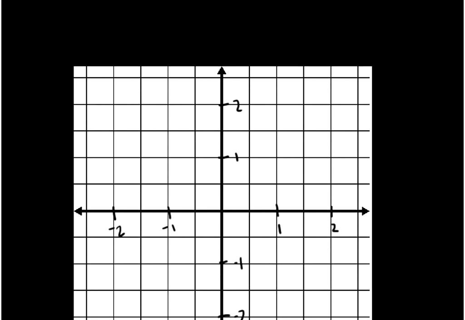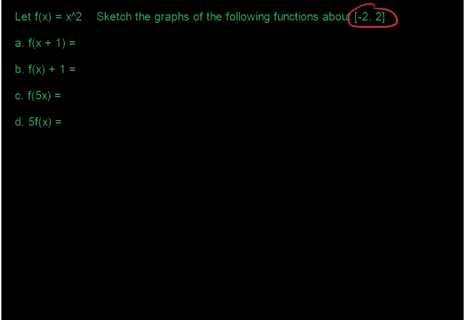Let me get a darker color. Okay, so let's call this 1, 2, -1, -2, 1, 2, -1, -2. Okay, so that's what that means. We're only going to worry about graphing the function in between these points right here. So let's find out what we're graphing.